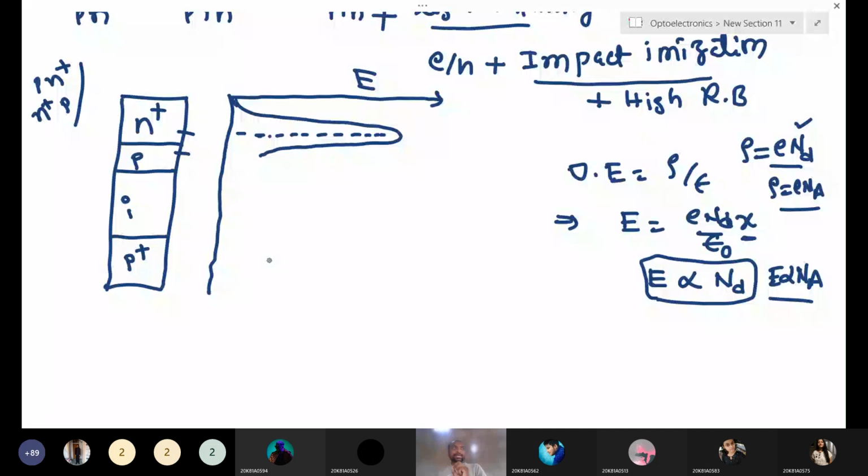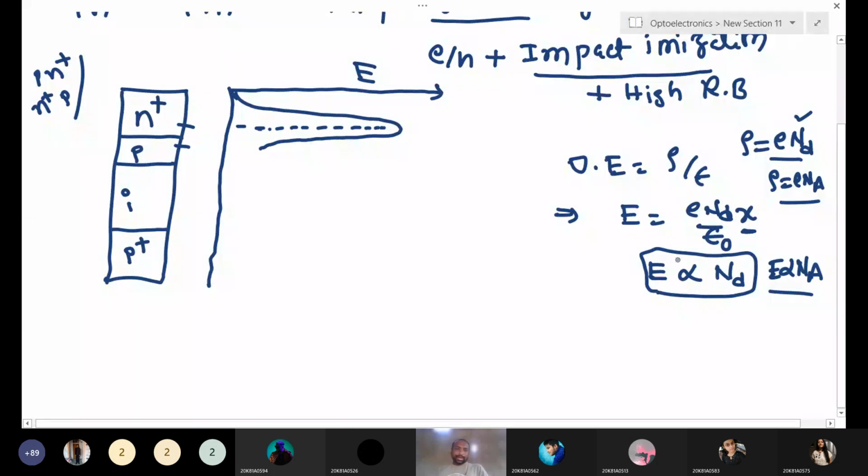Okay. So here high doping is there. The n plus region is highly doped. So here doping is increasing, meaning the number of donor atoms is increasing. ND is increasing here. If ND is increasing, the electric field also increases. That is the relationship between donor atoms and acceptor atoms to the electric field.